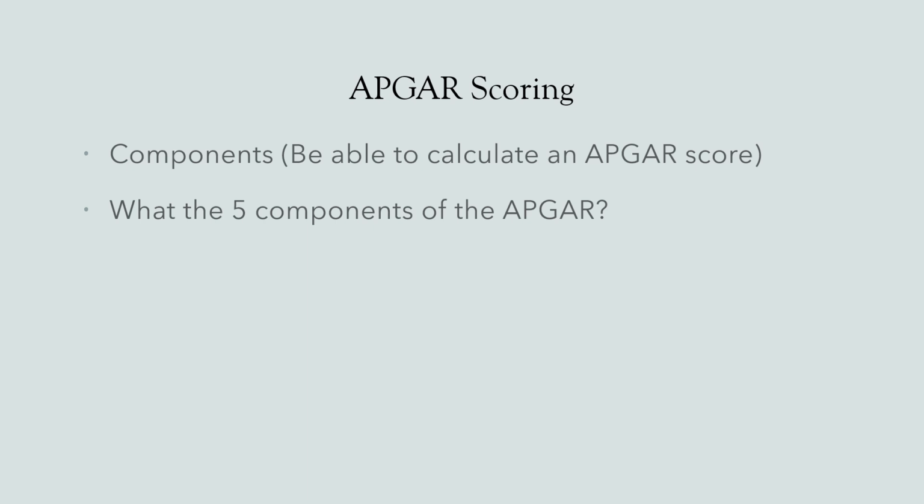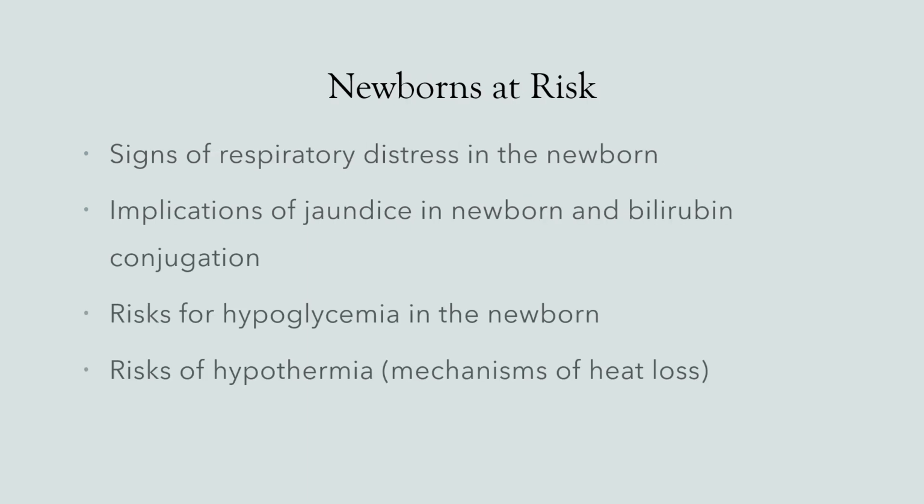APGAR scoring components. Be able to calculate an APGAR score. What are the 5 components of the APGAR? Newborns at risk. Signs of respiratory distress in the newborn. Implications of jaundice in the newborn, and make sure you understand the process of bilirubin conjugation.